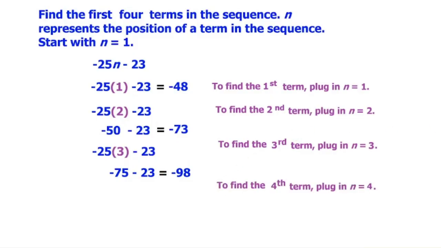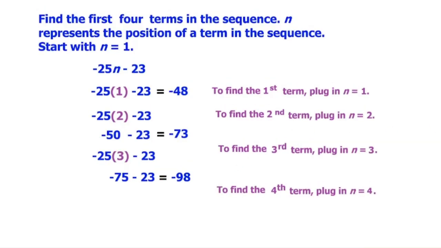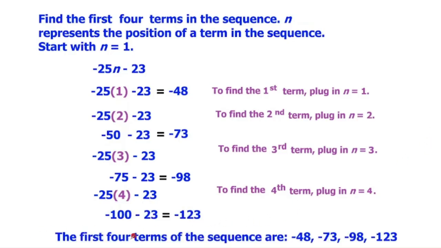Now to find the fourth term, plug in n equals 4. So we do that. Minus 25 times 4 minus 23 equals minus 100 minus 23 equals minus 123. So the first four terms of the sequence are minus 48, minus 73, minus 98, and minus 123.